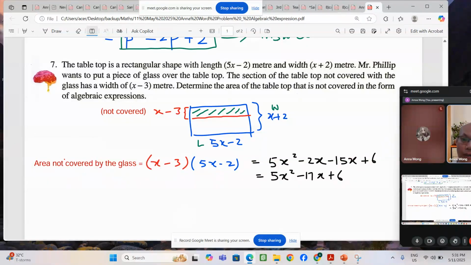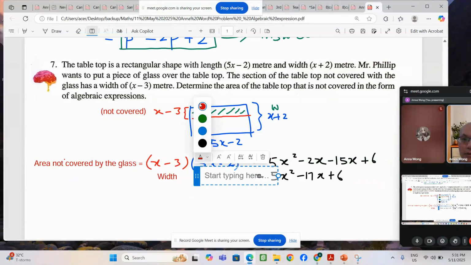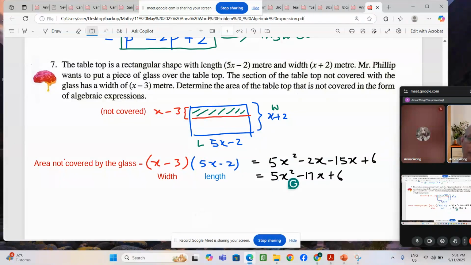The area not covered by the glass. The width is x - 3, this is the width, and 5x - 2 is the length. All right, then we expand the two brackets.